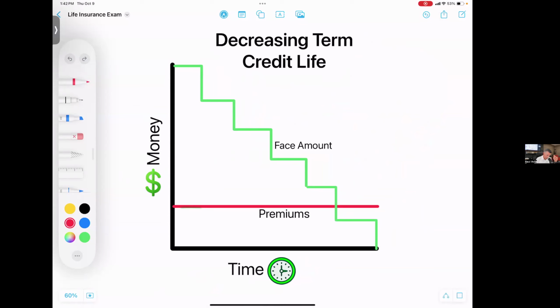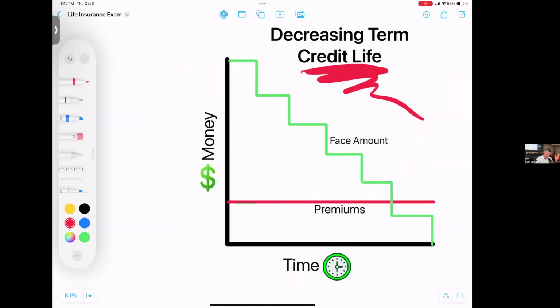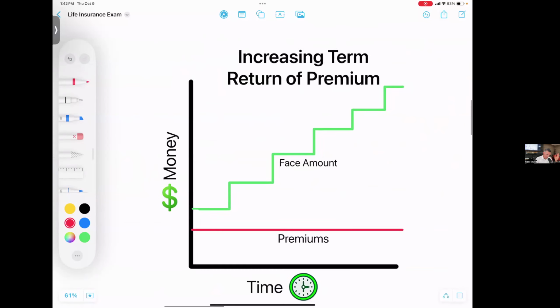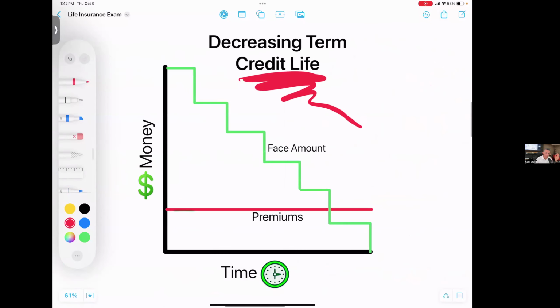Decreasing term is for credit life. See that? So what decreases? The face amount. So the increasing term face amount increases. On decreasing term, the face amount decreases all the way to zero by the last year.